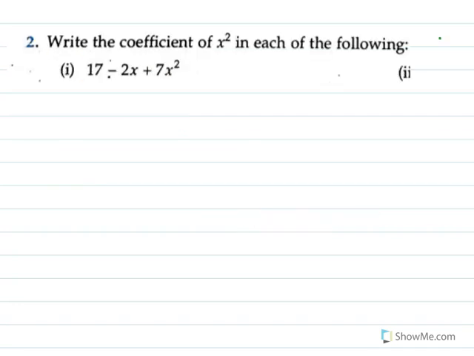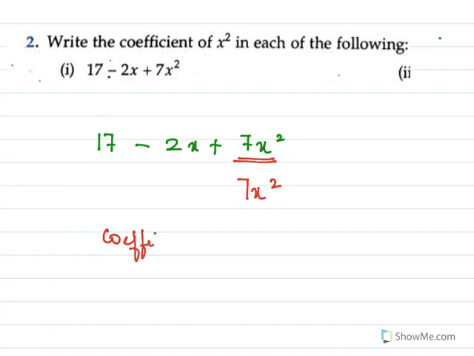Write the coefficient of x square in each of the following. So let's write our polynomial. Now we need to know the coefficient of x square. So first we will see which is the x square term. Now here is the x square term. So the x square term is 7x square and the coefficient of x square is 7. So coefficient of x square equals 7.